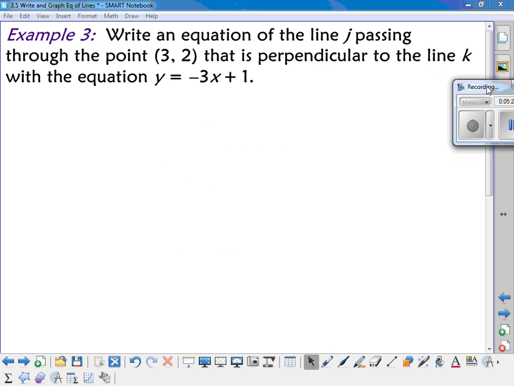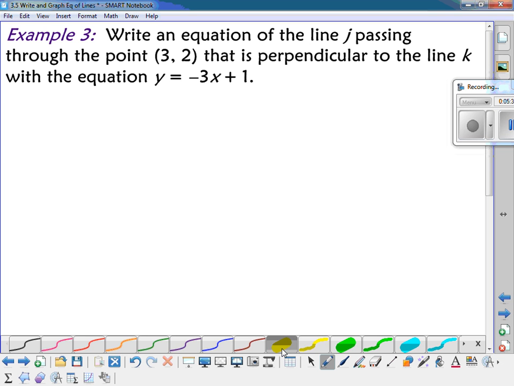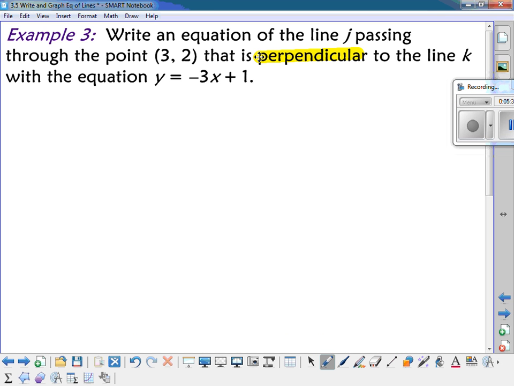All right, we've got another example here. We're going to write the equation of line J that passes through the point (3, 2), but this time it's perpendicular to line K and has the equation y equals negative 3x plus 1.